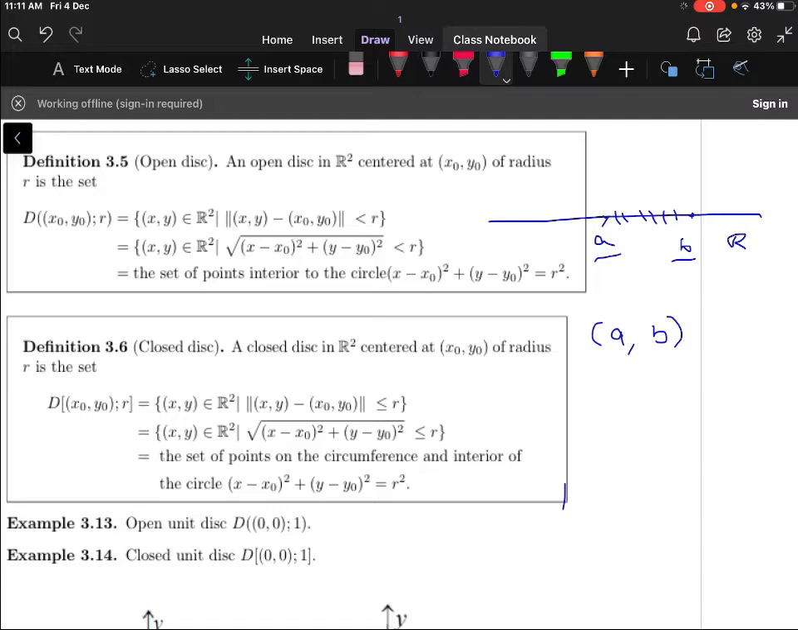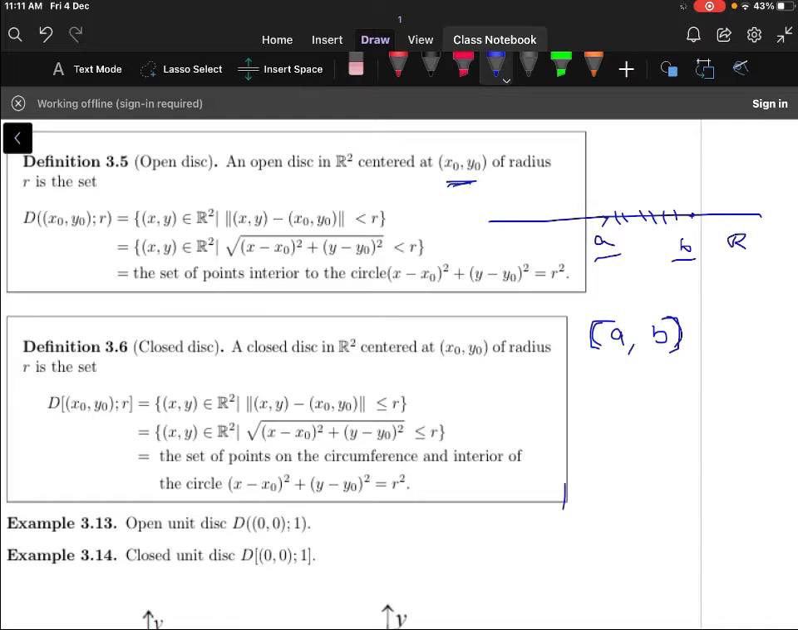If it is a closed interval, it contains all the points between A and B and also includes the end points of the interval A comma B. That's called closed interval. So that can be represented by square bracket A comma B. Now let us move to the open disk in R2. R2 elements are always ordered pair elements in the plane.